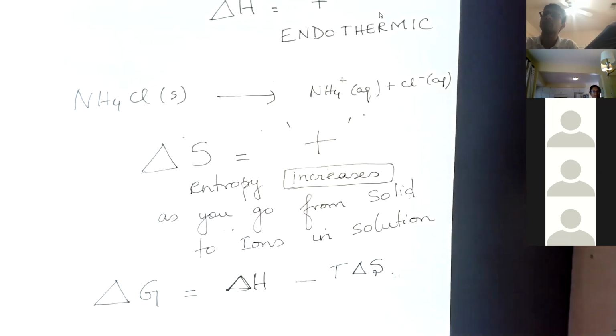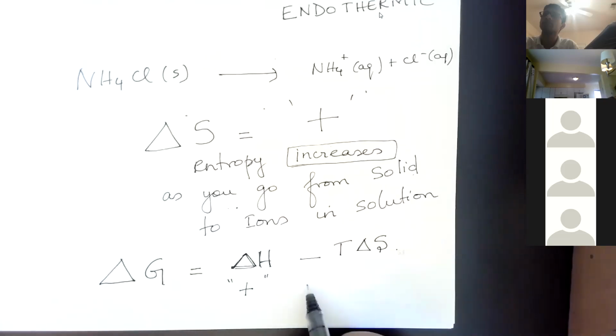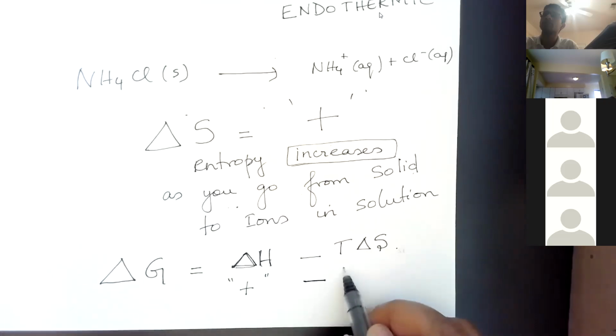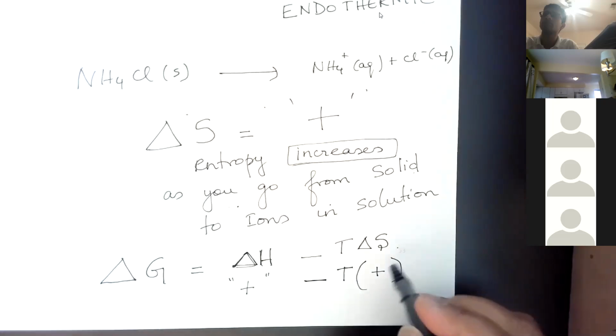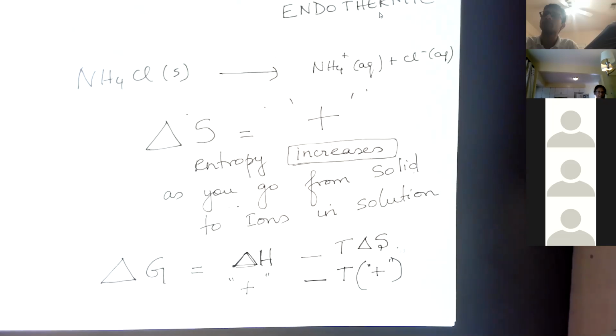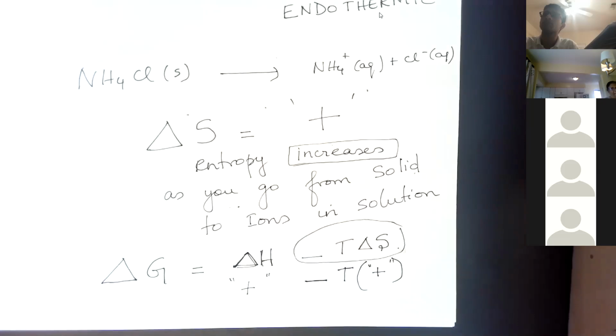So ultimately, it depends on, this is positive. There's always the negative sign. T is always positive, and this is a positive value. Okay. So for the whole reaction to be spontaneous, your delta S value has to be large enough to make this whole thing more negative, mathematically.